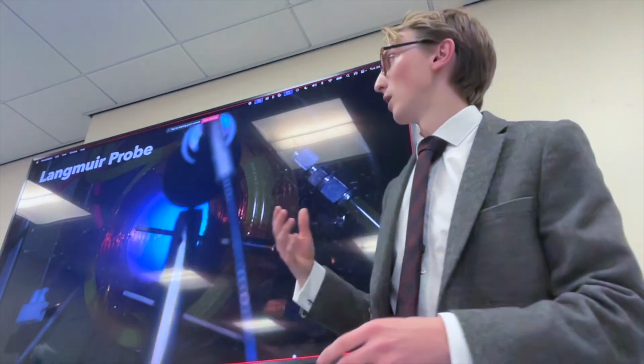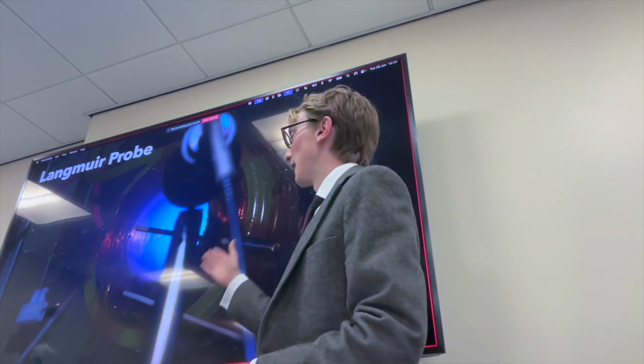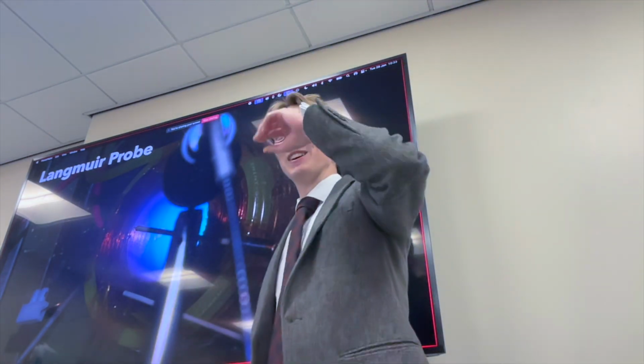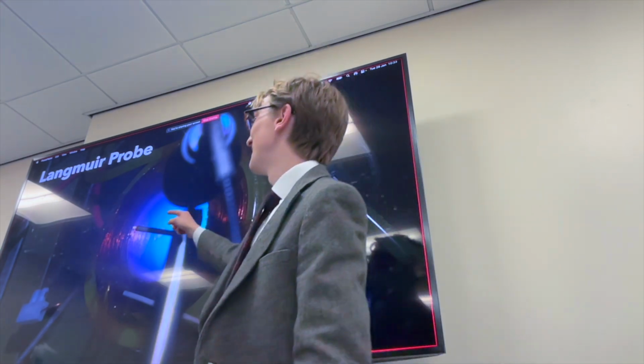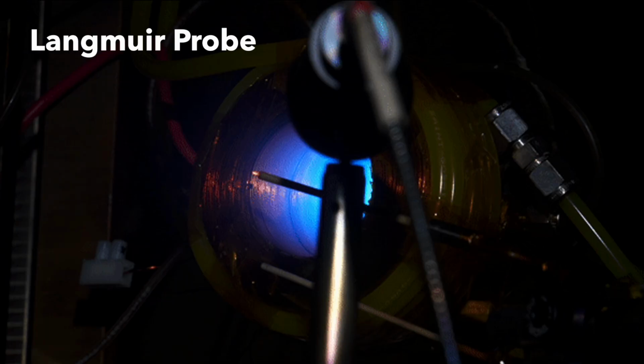So to help verify this further, I used a Langmuir probe. Thank you to Mansour for designing the electronics for this. I know you worked really hard on that. So this is basically a bit of metal that we stick in the plume of the thruster, and this collects electrons. And for the purposes of this study, I'm using it basically as an electron probe.